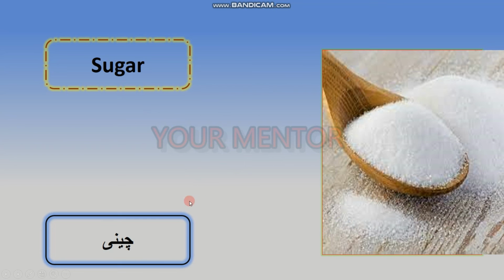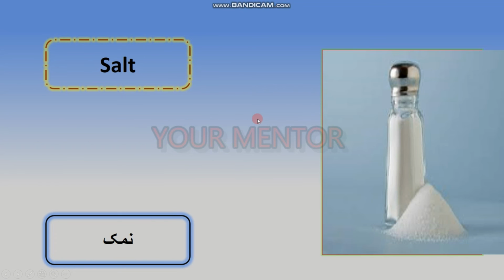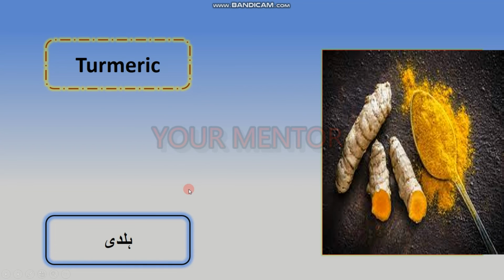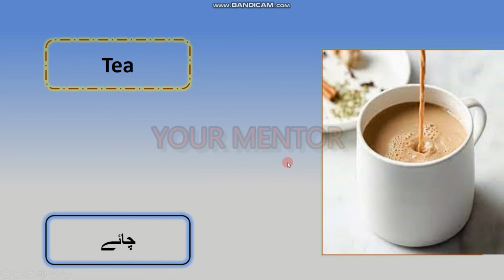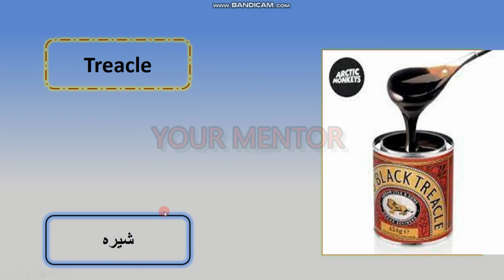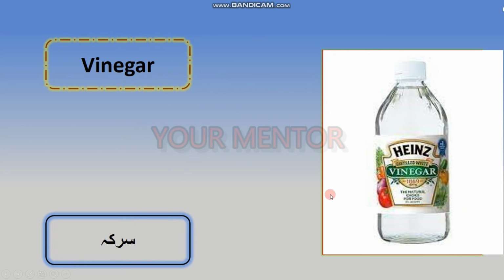Sugar. Generally sugar, chini. This is the picture of sugar. Salt means namak. This is the salt shaker and this is the salt. Turmeric, haldi. This is the picture of turmeric. Tea means chai. This is the picture of tea. Treacle means shira. This is treacle. Vinegar means sirka.